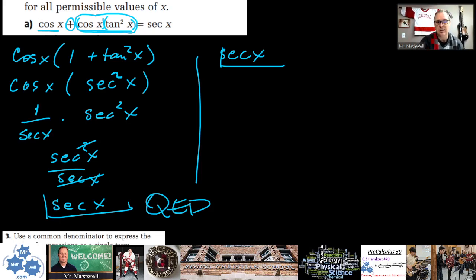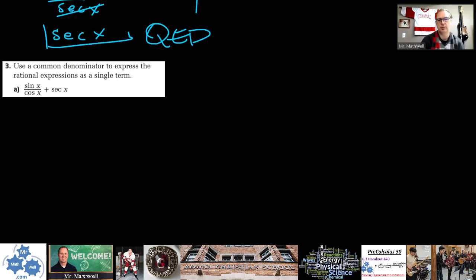You see that common factor? Factor it out. And what are you left with? You're left with a clear identity right here, 1 plus tan squared. Okay, any questions about that? Okay, you guys are doing great.